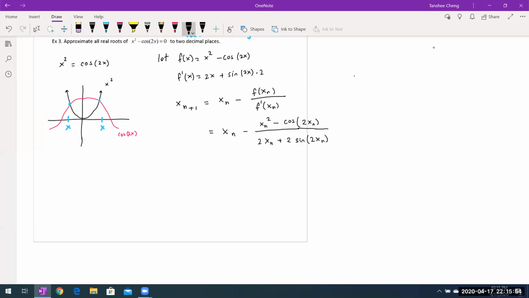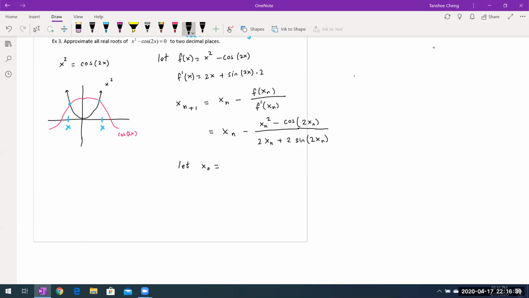So here's the general formula: x of n plus 1, the next approximation, is equal to x of n, which is our initial point, minus the function f evaluated at the initial point divided by the derivative function evaluated at the initial point. So when I substitute x of n into the functions, that will become x of n squared minus cosine 2 times x of n, divided by 2x of n plus 2 times sine 2x of n.